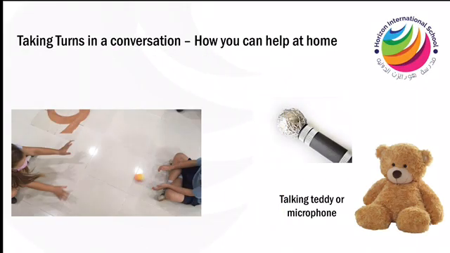Another communication and language skill which some children can find difficult is taking turns in a conversation. Using a prop like a ball can help children to visualize when it is their turn to speak and when it is their turn to listen. Other props like a talking teddy or a microphone can also help children to understand this.